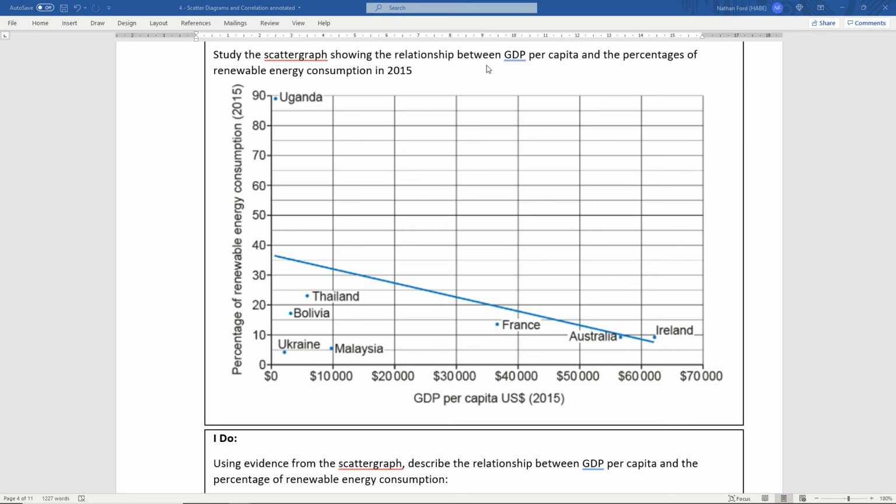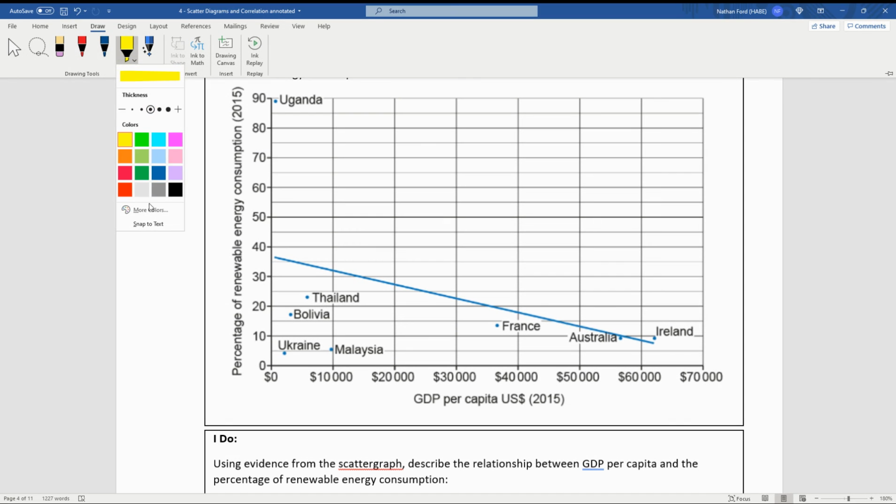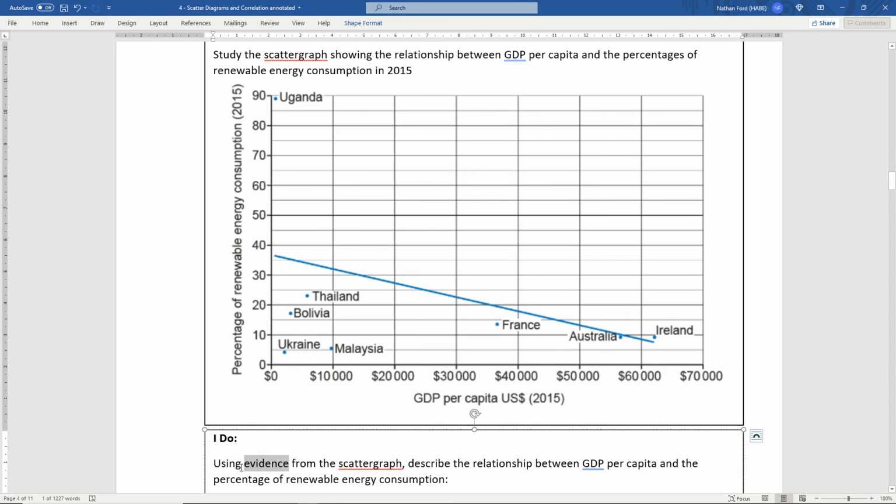Study the scatter graph showing the relationship between GDP per capita and the percentages of renewable energy consumption in 2015. So we've got this data here. Straight away, you can tell it's a negative correlation. That's what that line is saying. Using evidence, very important now, I'm going to highlight that. Using evidence from the scatter graph, describe the relationship between GDP per capita and percentage of renewable energy consumption. So this using evidence part we'll talk about.